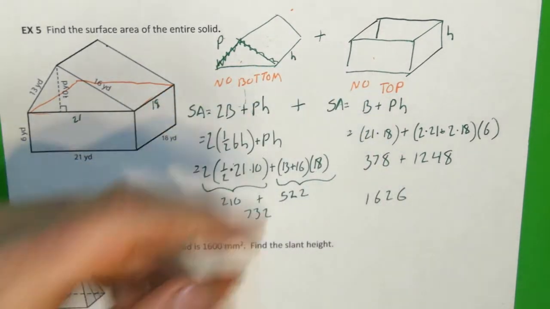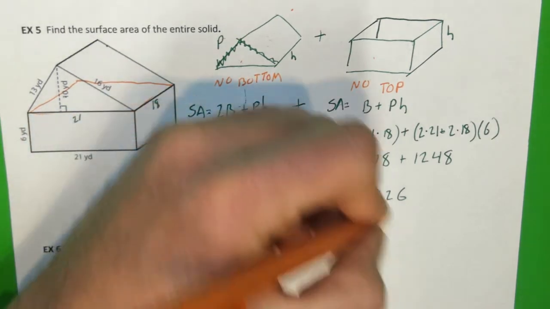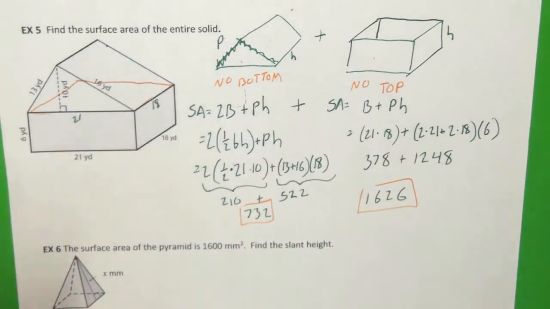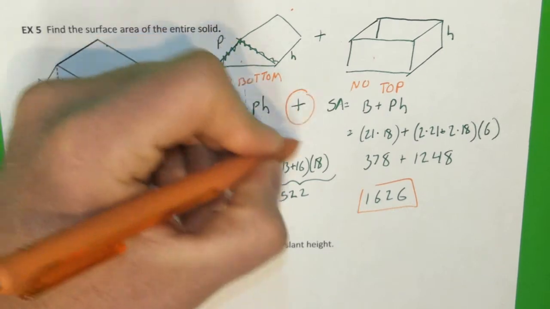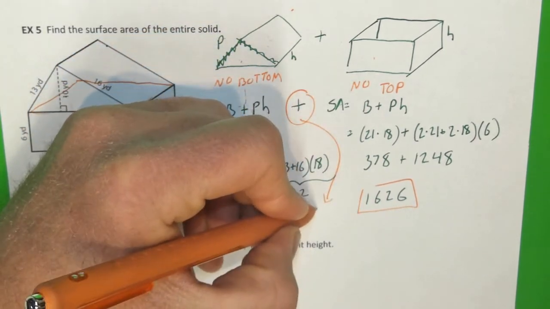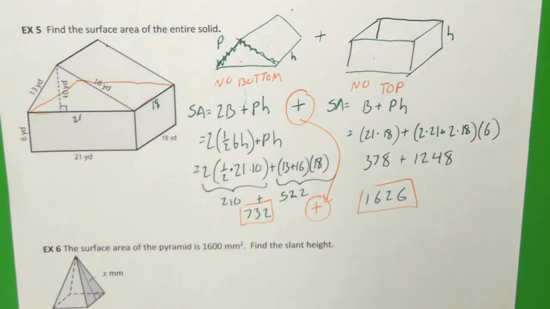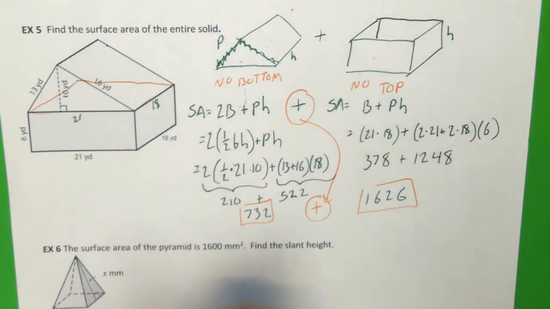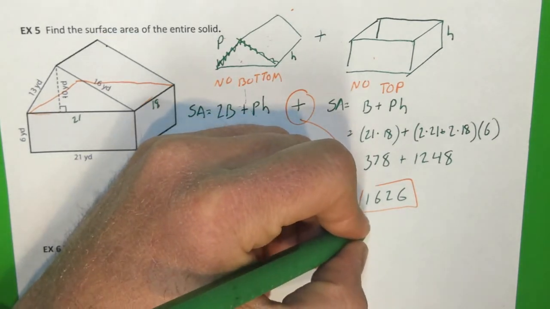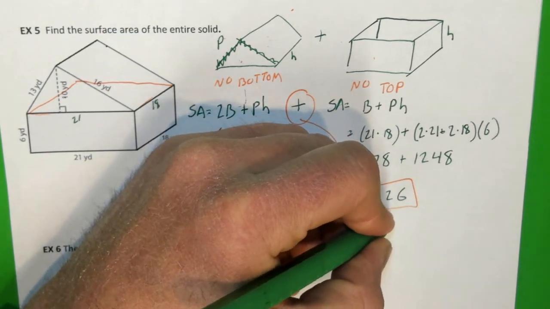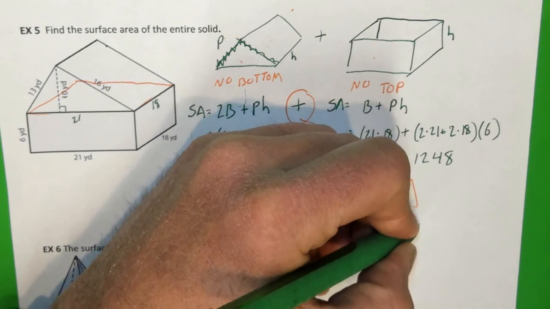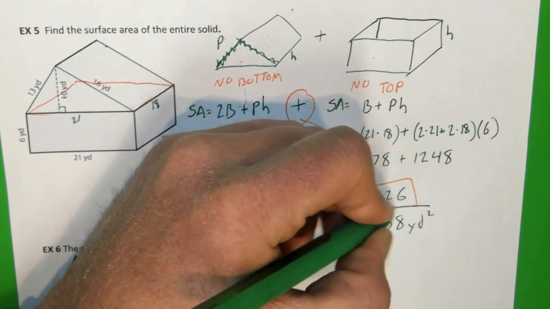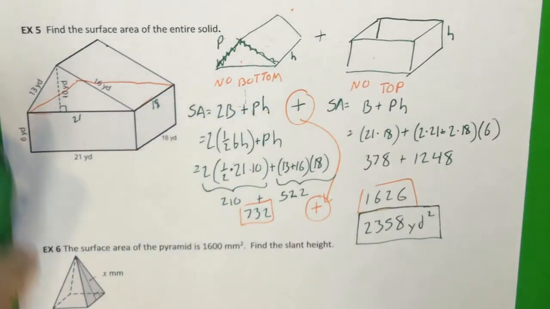Okay, so now this is all of the information from the triangular prism, and this is all of the information from the rectangular prism, and now it is time to add them all together. So to add the roof to the house, we are just going to use a little addition, and when we use that addition, we're going to end up with a grand total of 2,358 yards squared.